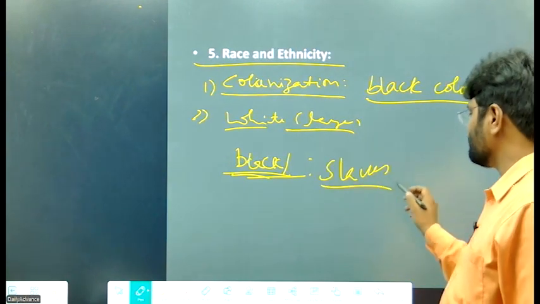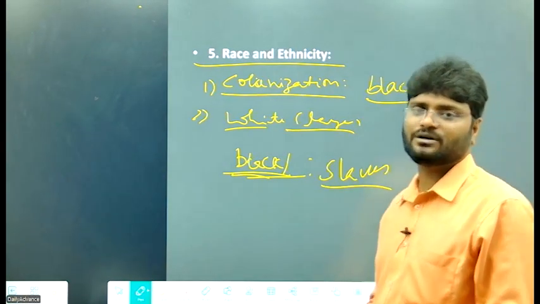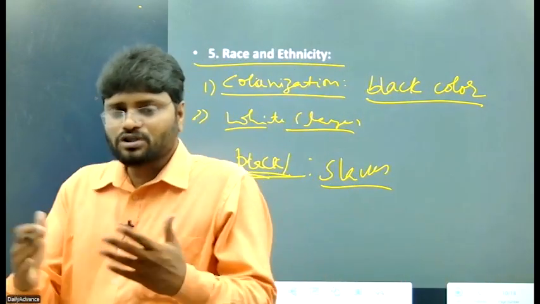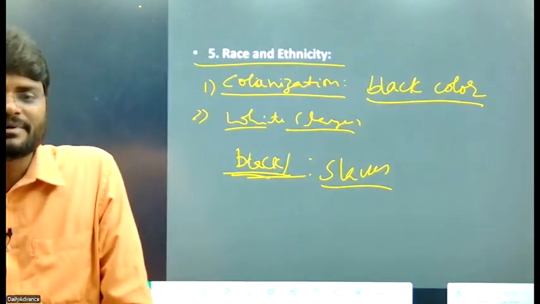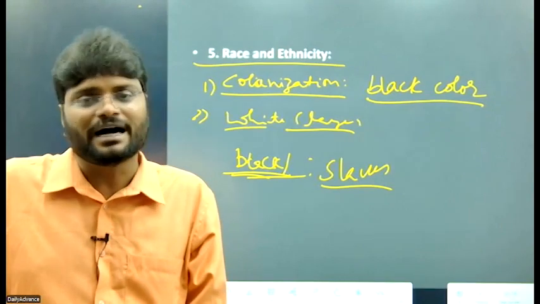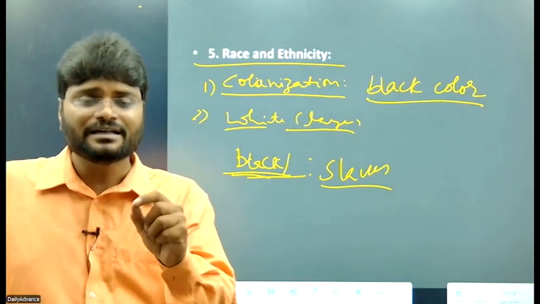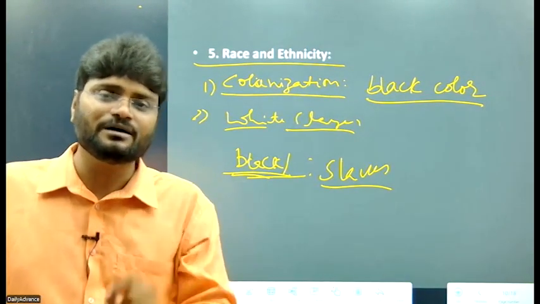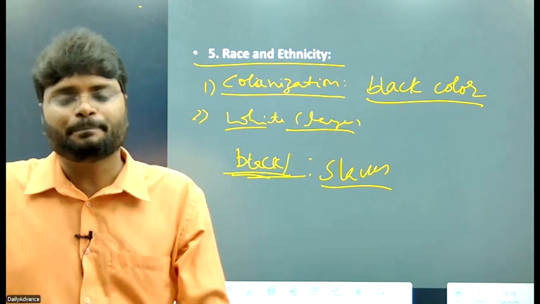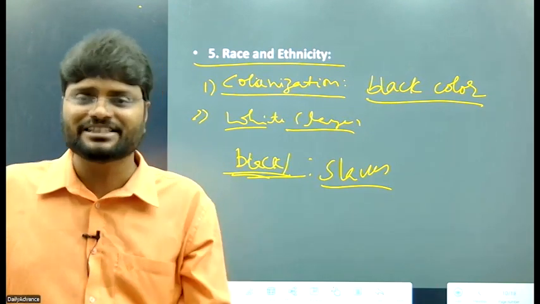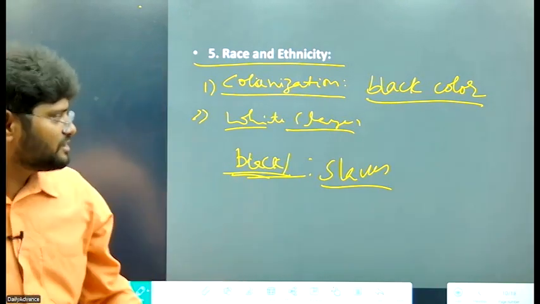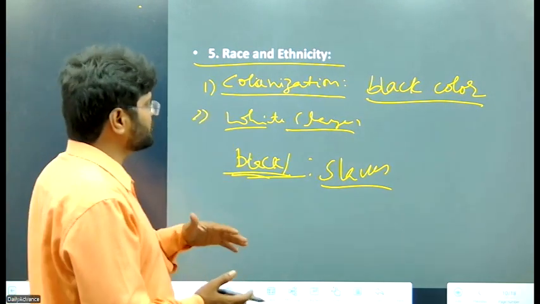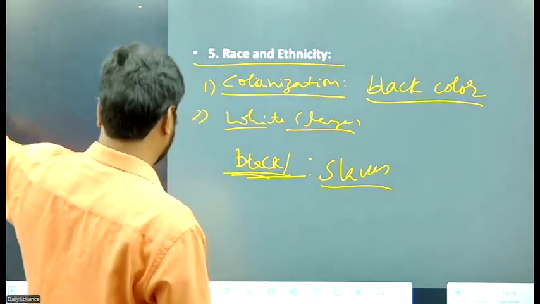You could remember apartheid practiced in South Africa, where black people were not allowed into the white man's areas. They required permission to enter the white man's area. They had created a pass system for entry. So these kinds of differentiation formed because of race and ethnicity.